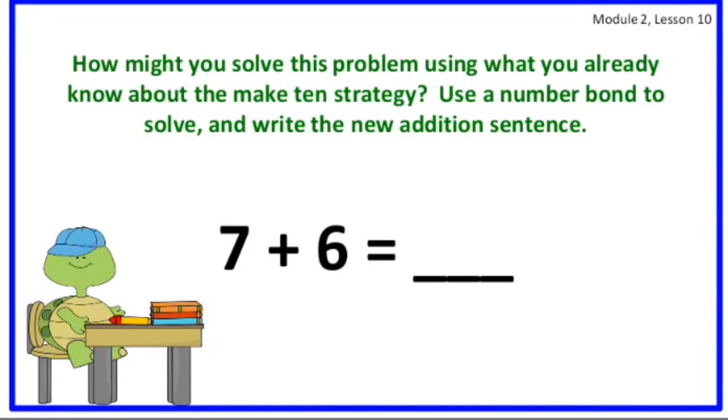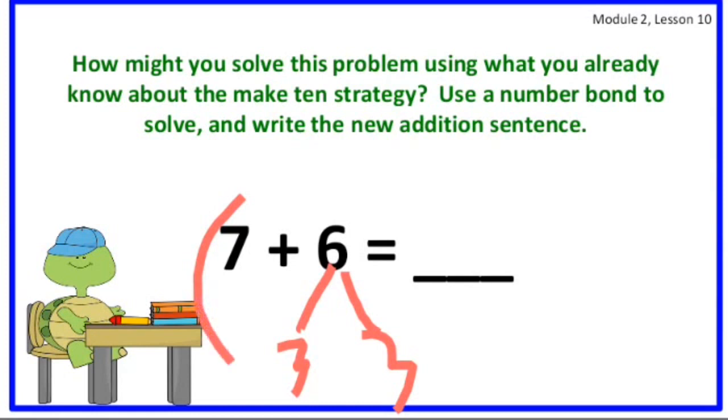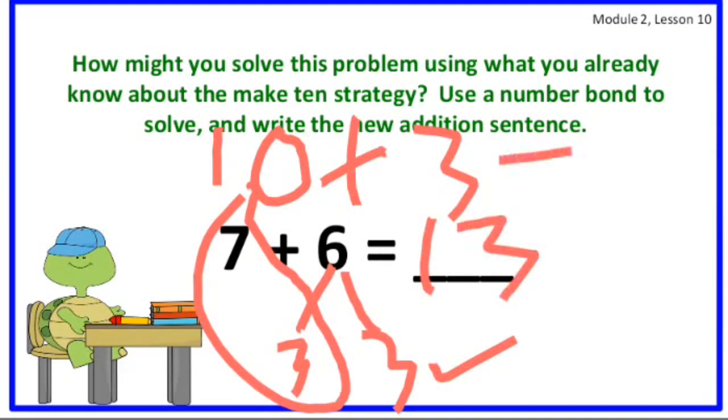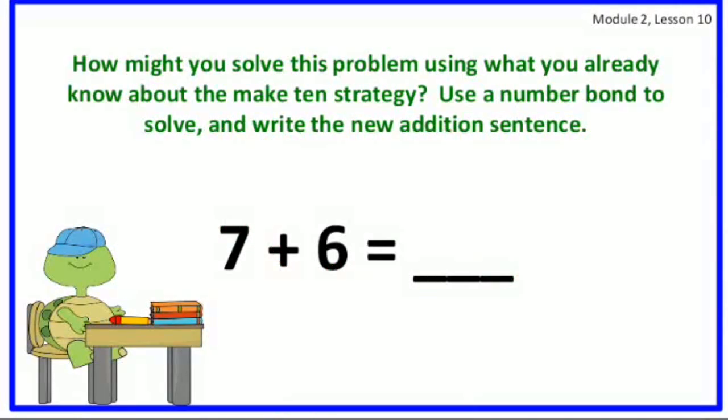So what's the smaller number here? 6. So I'll break my 6 into 3 because I need 3 and 7 to make 10. You see that? So 7 and 3, or 3 and 7, makes my 10 for me. So 10 is the new addition sentence. 10 plus what is outside? 3. Very good. 10 plus 3, and that will be 13. 13 equals 13. You can see that is my answer. So sweet and simple.